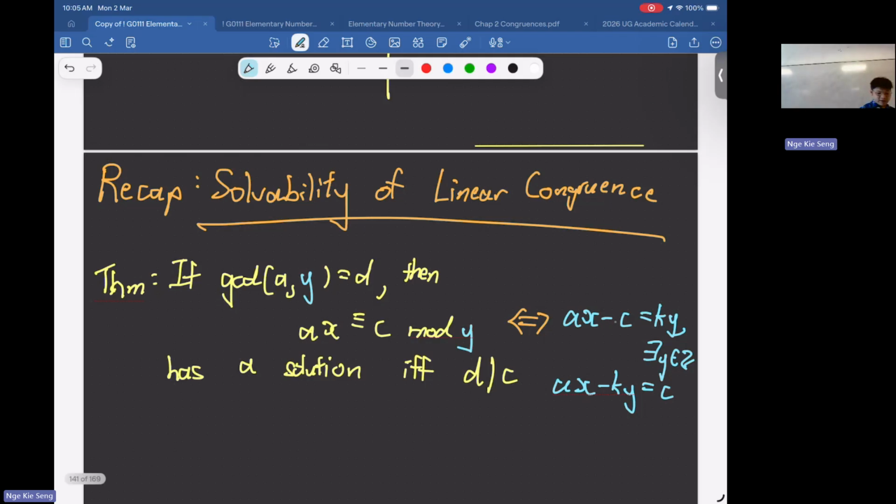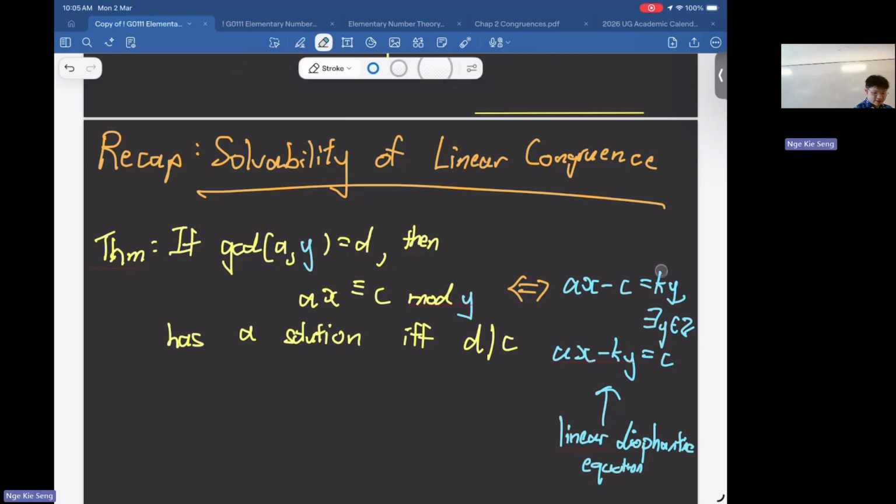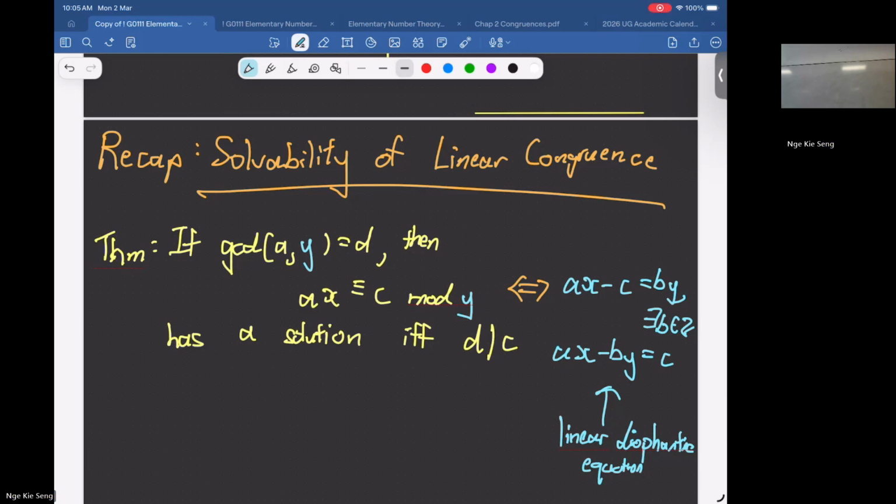So this is very similar to the linear Diophantine equation. Actually, it is the same. Let's change this K to B, so it looks exactly the same. Does that make sense? The mod here removes one of the terms from your linear Diophantine equation, so you can go back to chapter 1.